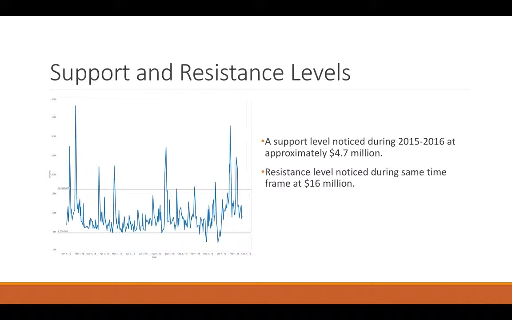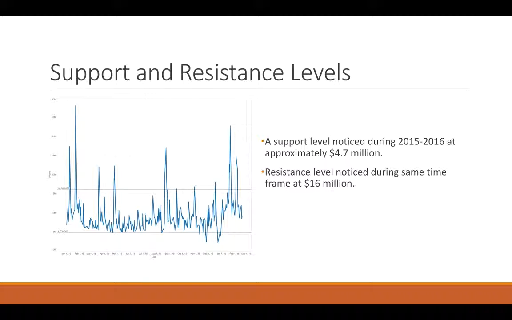Support and resistance levels. There's a lot of fluctuation. For support levels, you'll notice close to the 4.7 million level. It stabilizes out at that point at the very bottom, where it tends to fluctuate after every spike, except for the December and January time frame, where it shows lower than what the support level is indicated at.